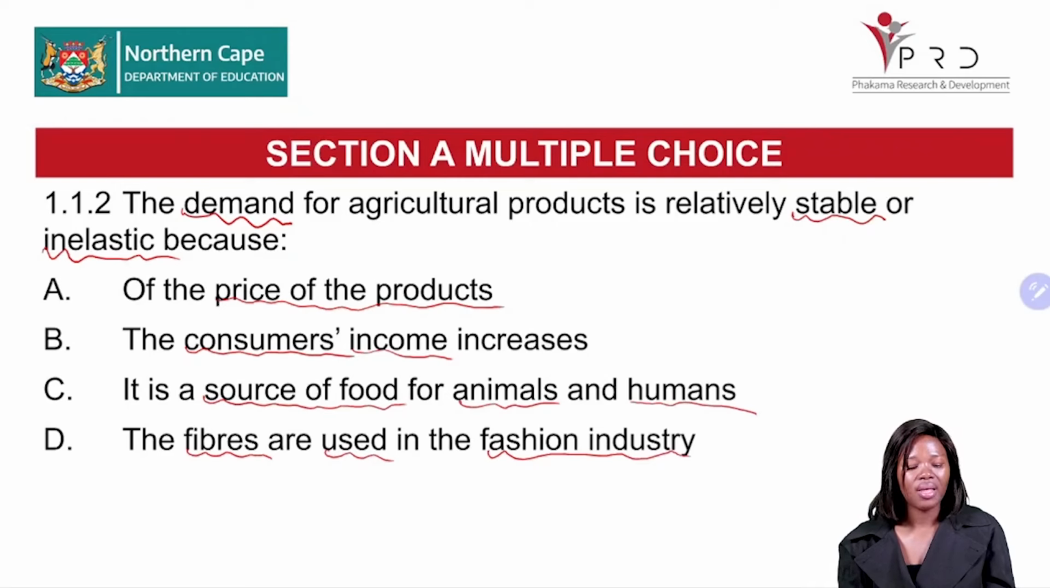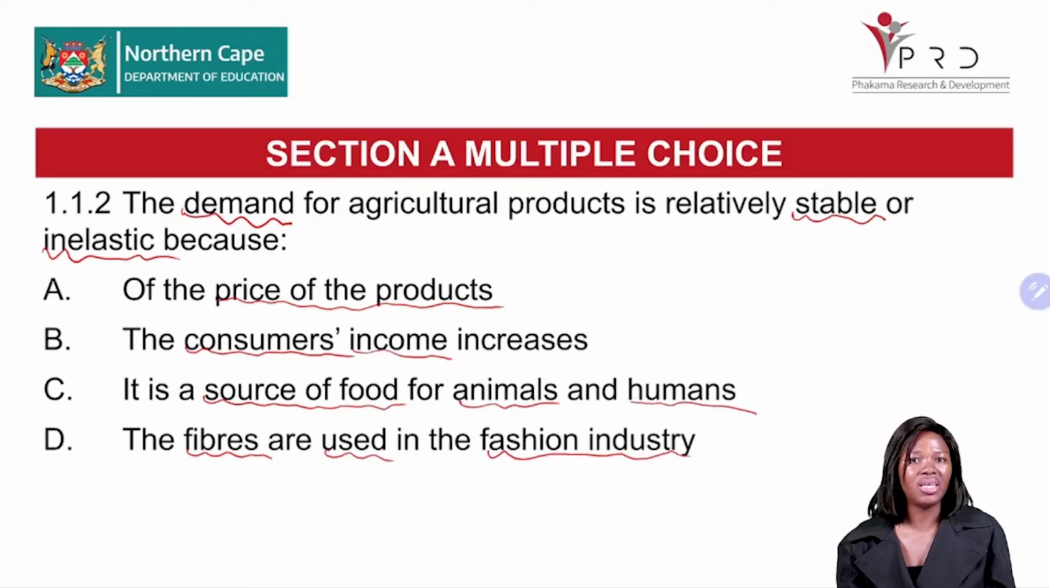We are looking at the demand for agricultural product is relatively stable or inelastic because, is it because of the price of the product? Because the price of the product, sometimes it fluctuates, it keeps on changing. Now, as the price changes, sometimes that also affects the demand, on how consumers respond towards, or how they respond on the market. Now, A is not a correct answer.